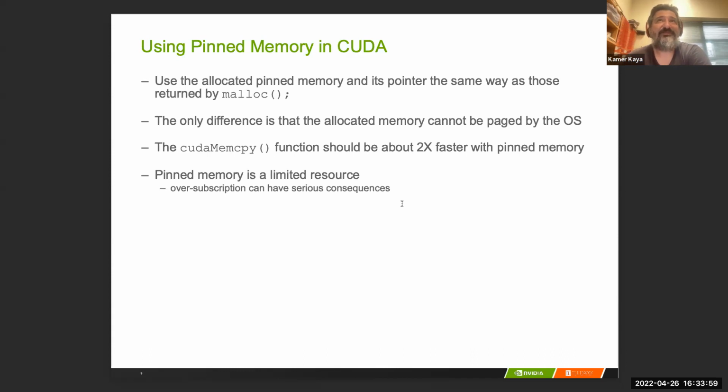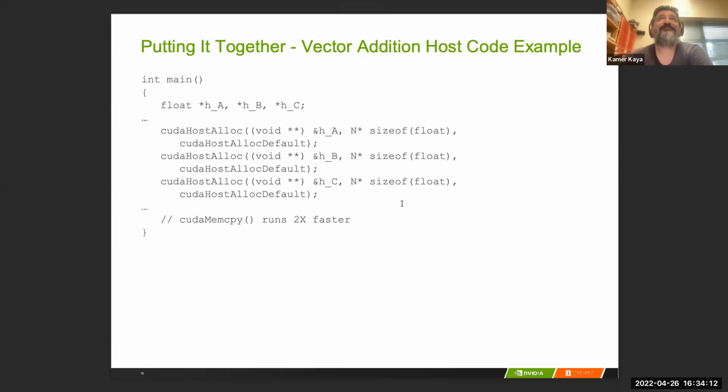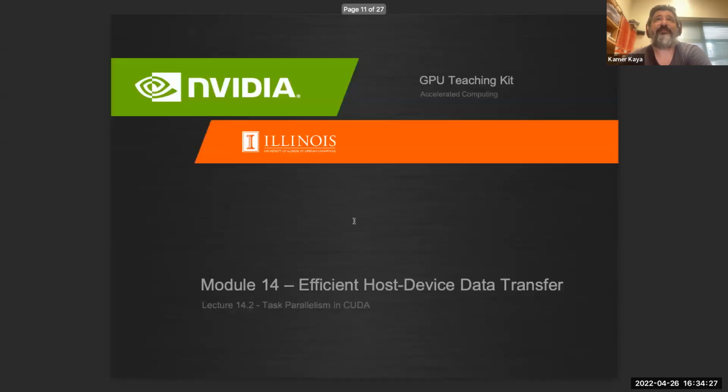So pinned memory is a limited resource. Oversubscription can have serious consequences. I mean, don't do it. Don't use more pinned memory than you have memory. So it's the same. Instead of CUDA malloc, just use CUDA host alloc with the same 2 parameters and CUDA host alloc default, and then CUDA memcopy will be like 2 times faster.